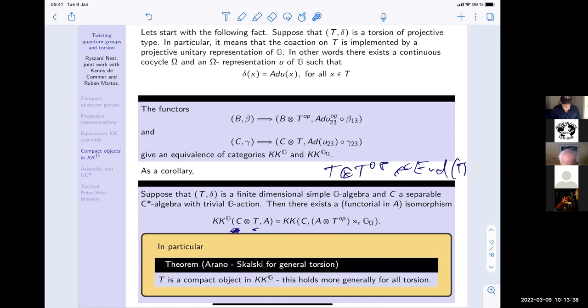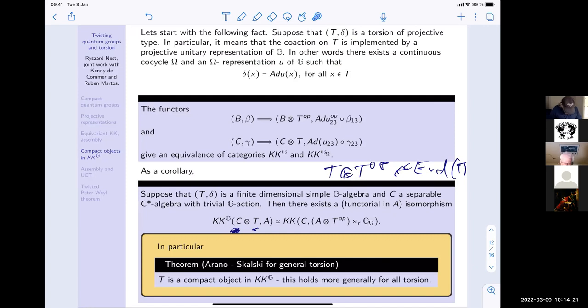And why do we need this T to be simple? For this argument, I need it to be simple because the proof is slightly tricky. This equivalence of categories uses the fact that T is simple. In general, you have to go to quantum groupoids instead of quantum groups. It's not very deep, but you have to do something. That's something we are trying to finish writing up.